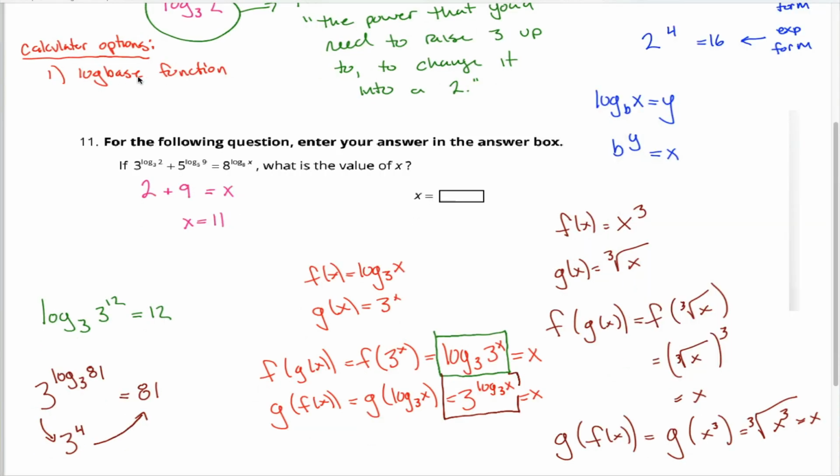However, even if you don't have the log base function in your calculator, you could still use your calculator to calculate logs by using the change of base formula. What the change of base formula tells you is that the log base b of x is equal to the log of x divided by the log of b. It actually tells you a little bit more than that, but for our purposes, this will be sufficient.